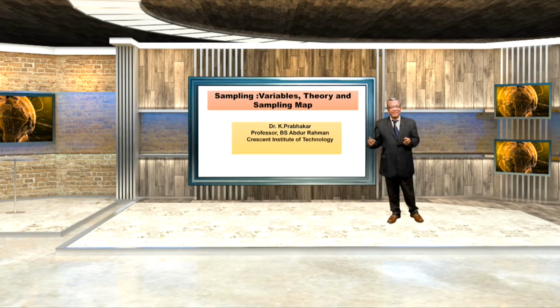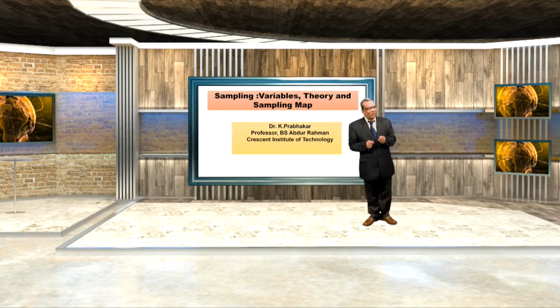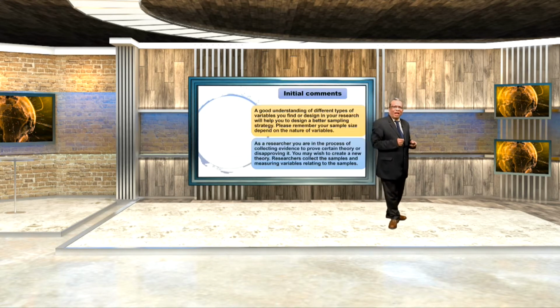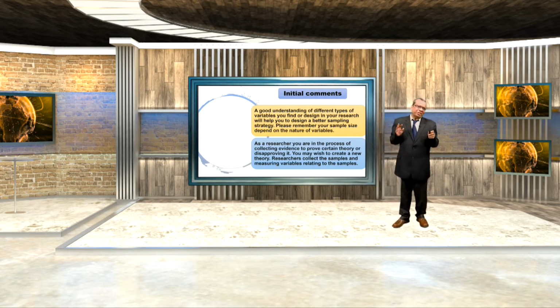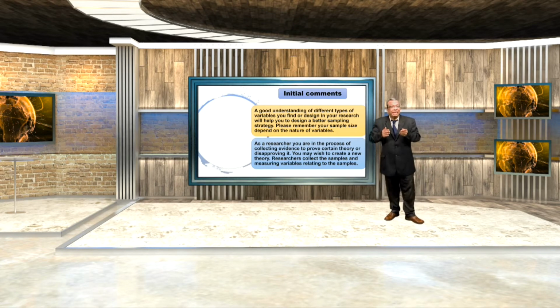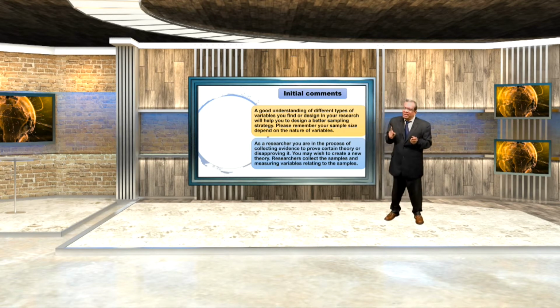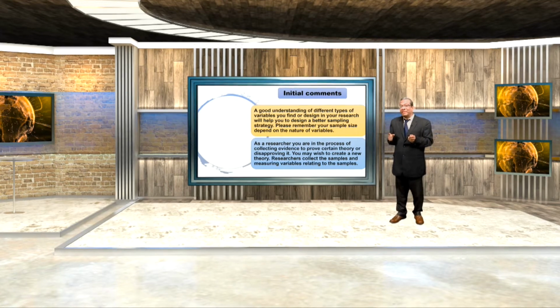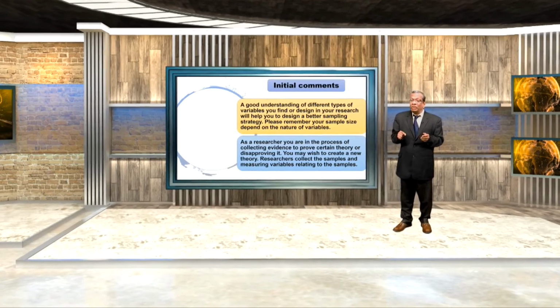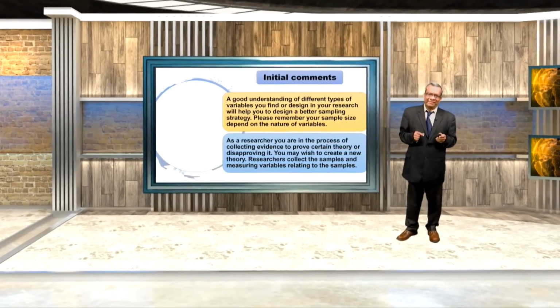You will be discussing variables, theory, and sampling map in this course. Let me start with some initial comments. A good understanding of different types of variables you find or design in your research will help you to design a better sampling strategy. Please remember, your sample size depends on the nature of variables.